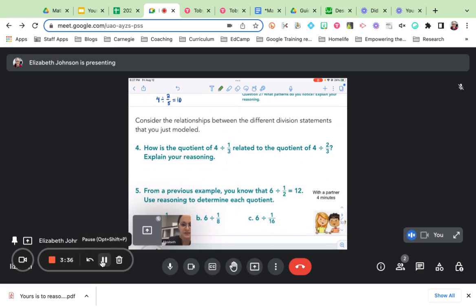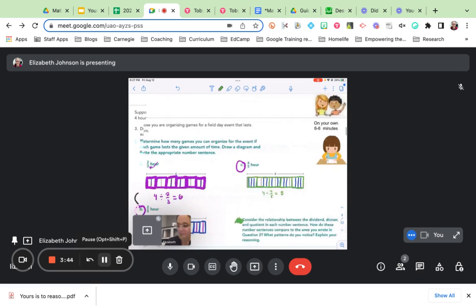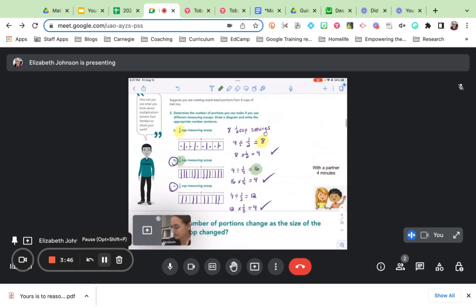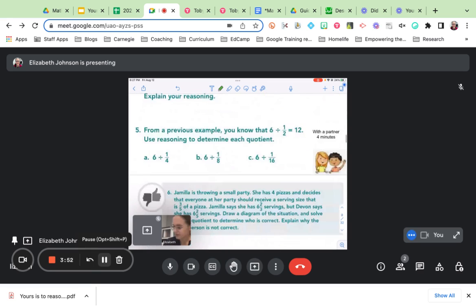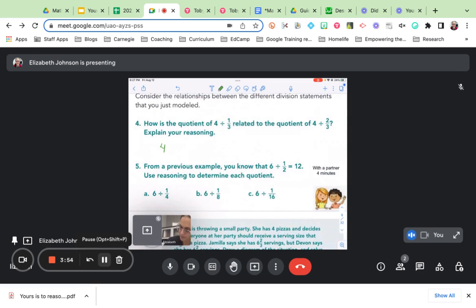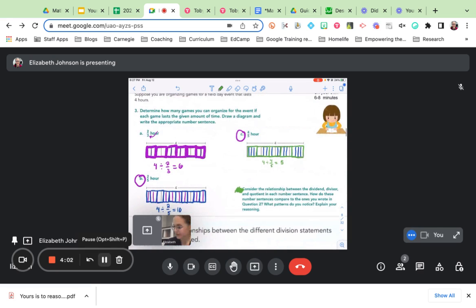So let's talk about some work that you guys already did. You guys have actually already done 4 divided by 1/3. Let me show you where. Let's see, 4 divided by 1/3. We did that right here, and we said it was 12. So let me write that down here. We said 4 divided by 1/3 is 12. We also already did 4 divided by 2/3. Here it is. 4 divided by 2/3 is 6.